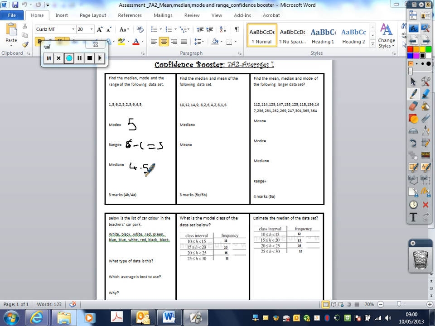Okay, next one. Yeah, good. Next one, find the median and mean of the following data set. First of all, median. Go on, Shelley. 6. Did everybody agree with 6? Yes. Yeah? Good.